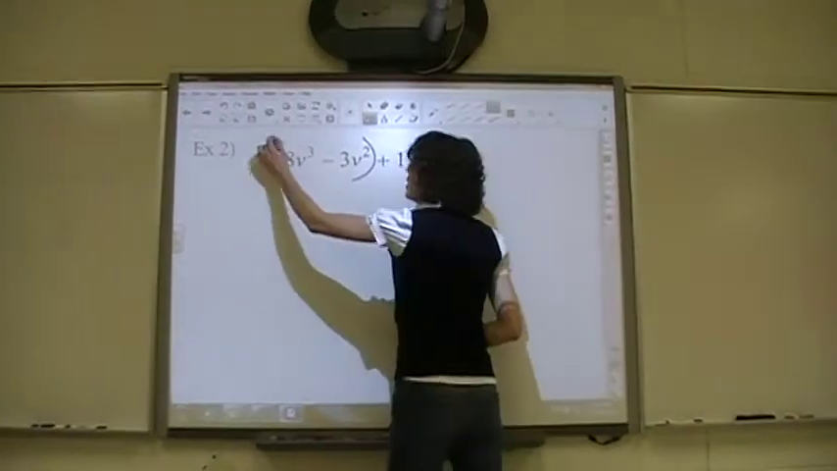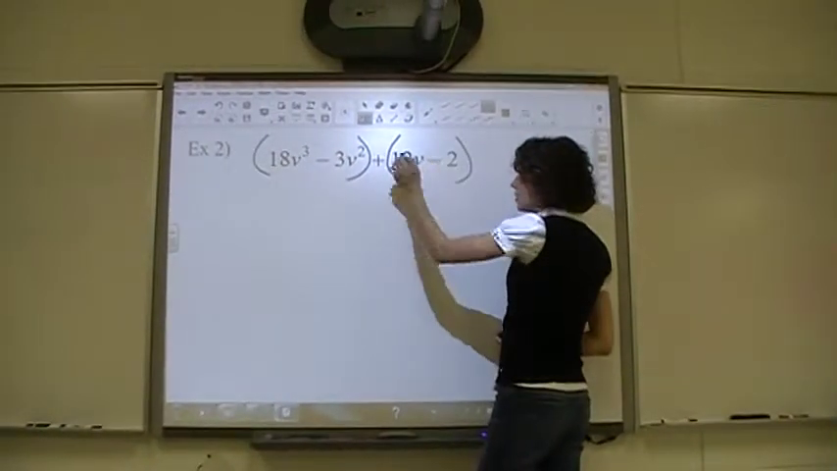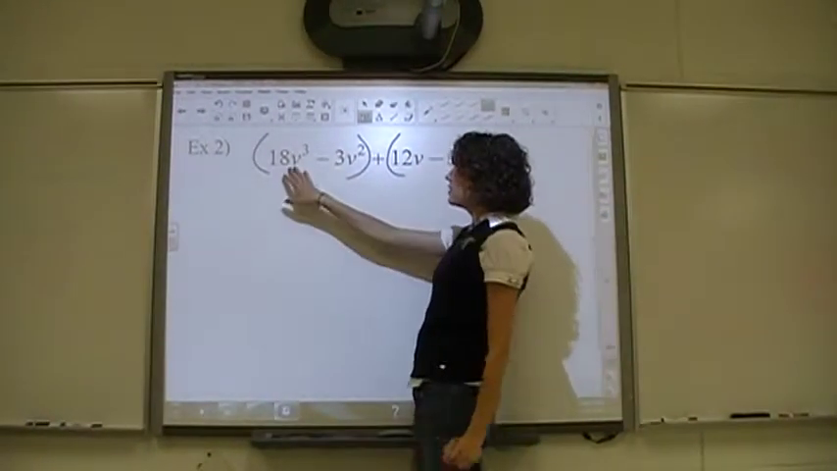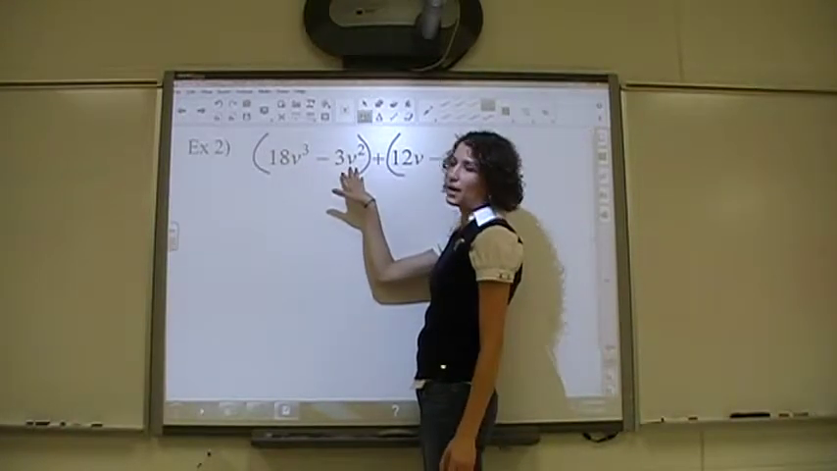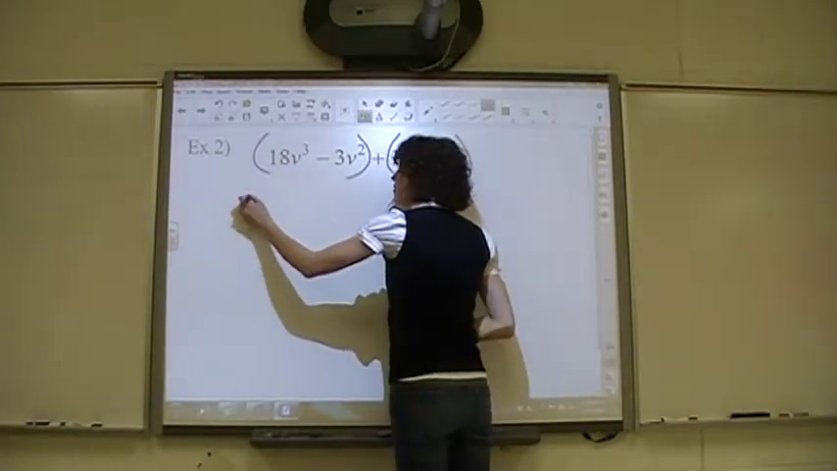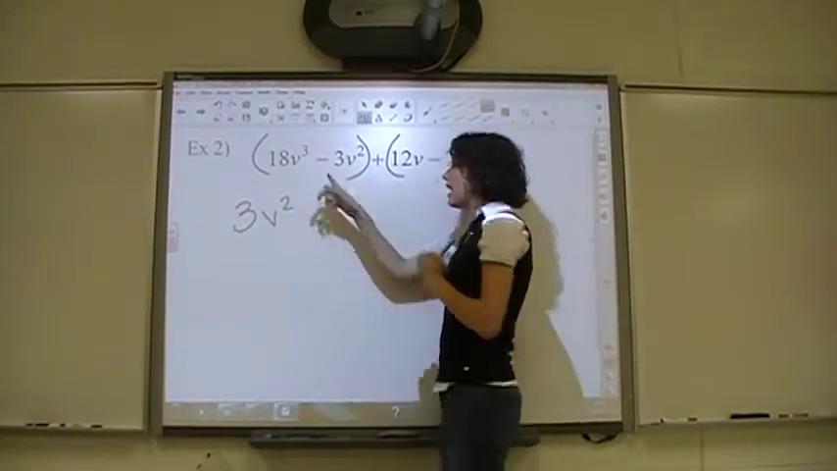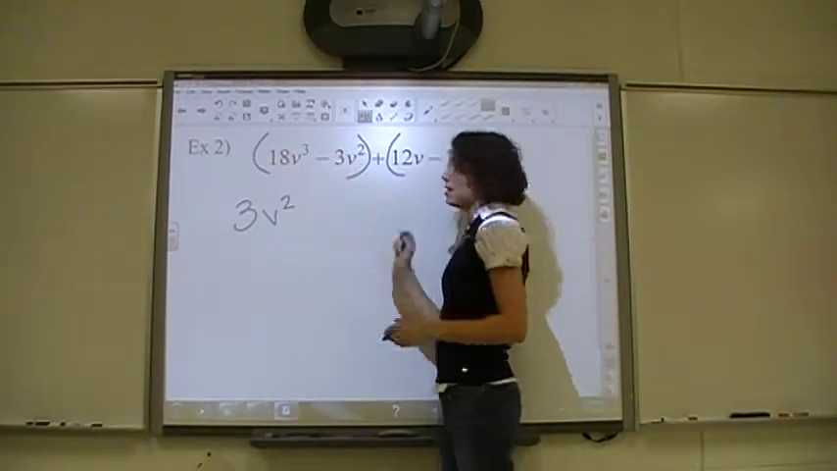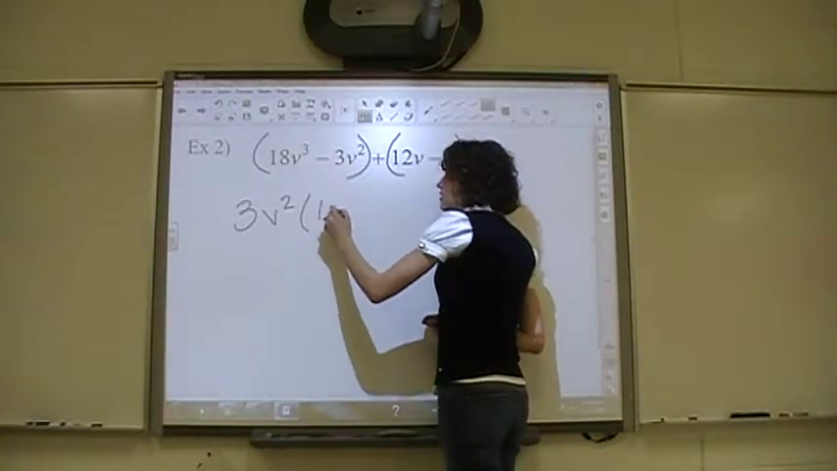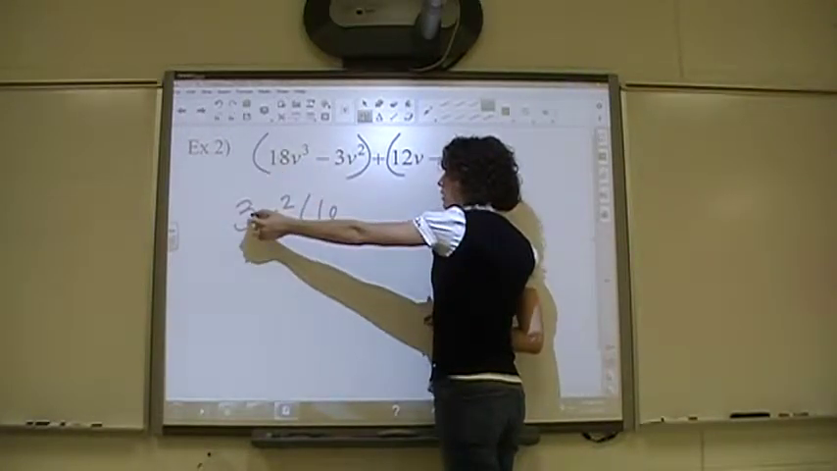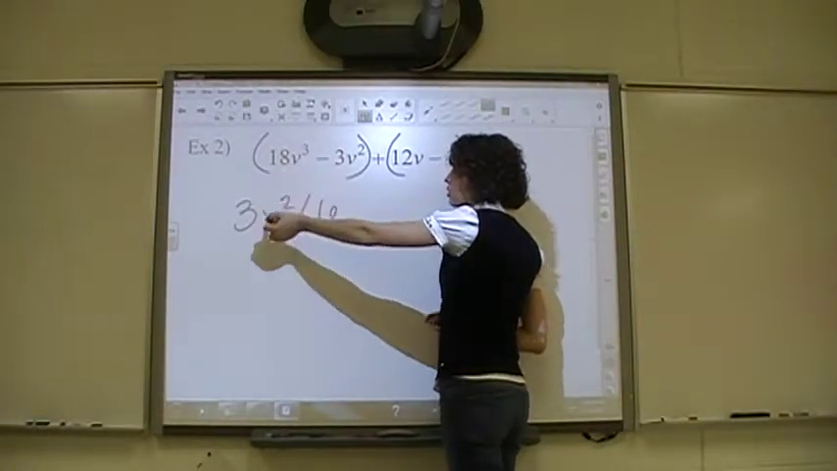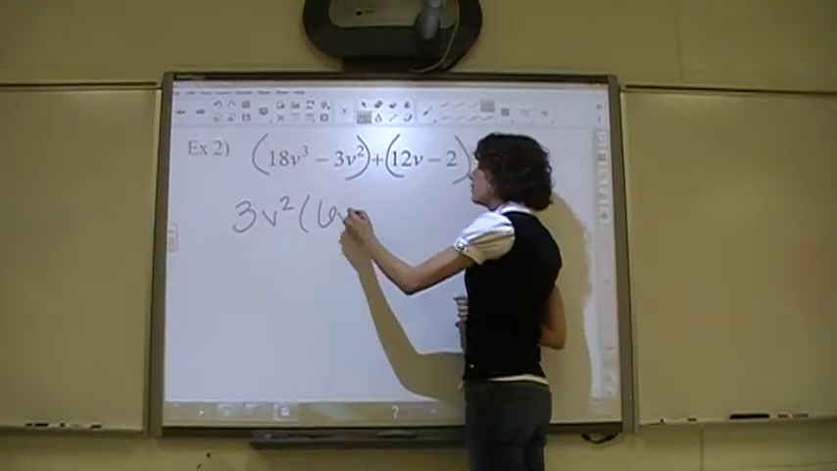So you group the front, group the back. Keep the plus sign in the middle. 18v cubed and 3v squared. You can take a 3 out of 18 and 3. You can take a v squared out of v cubed and v squared. So we are left with 6, because 18 divided by 3 gives me 6. You have v cubed, you take v squared out, and you're left with v.